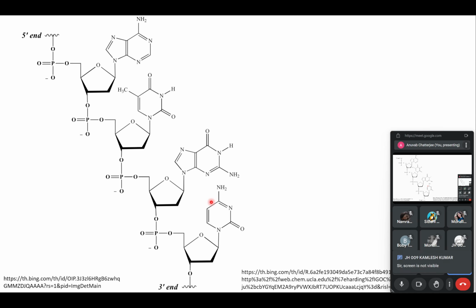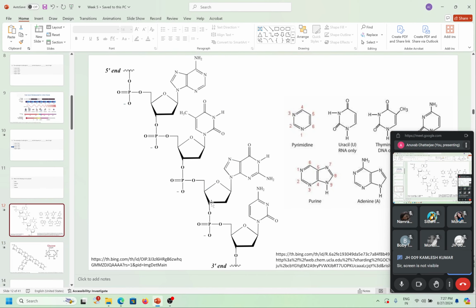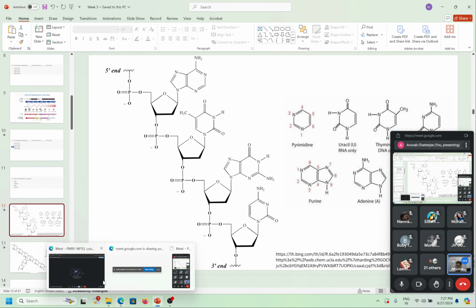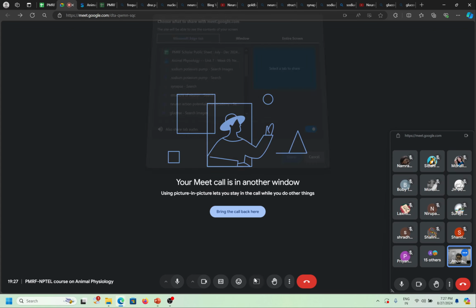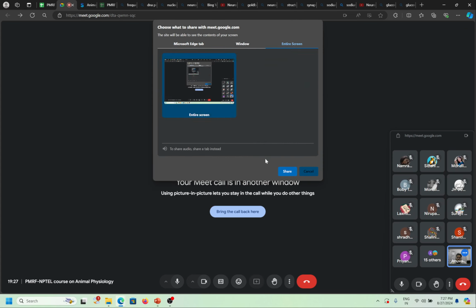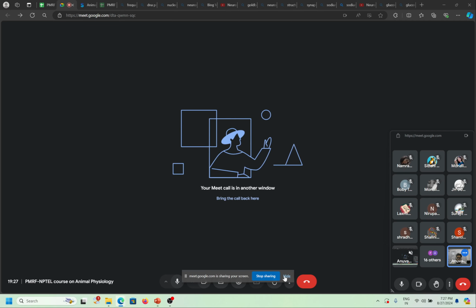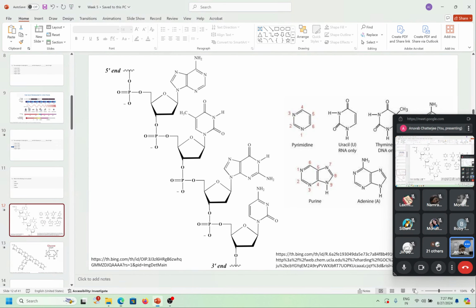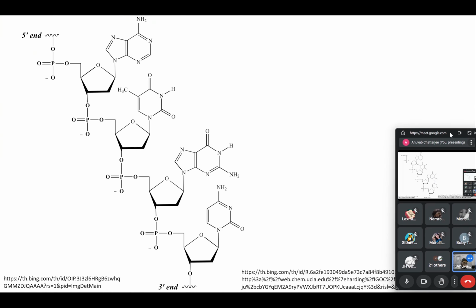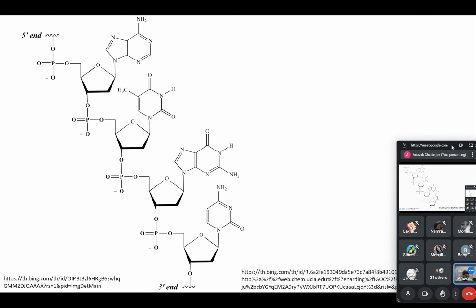Any guesses? Even like you can even guess in the chat box whatever you think. Screen is not visible. Okay. Is the screen visible now? The screen is visible, right? Okay. So any guesses on what this polymer is?